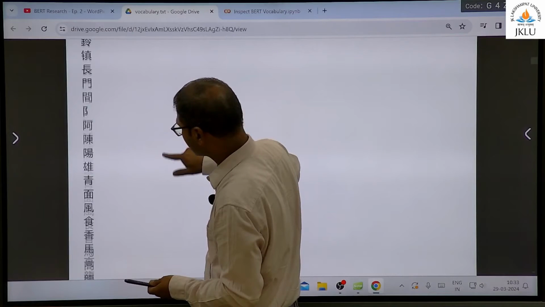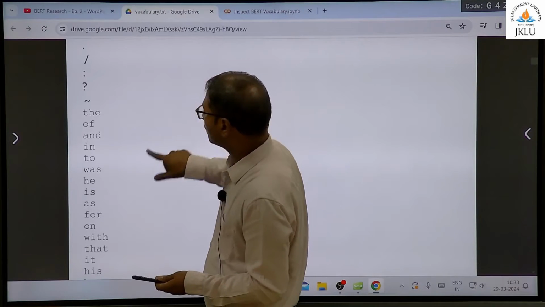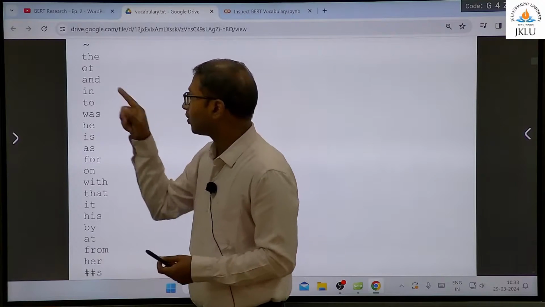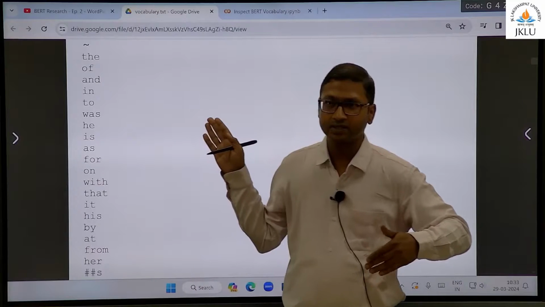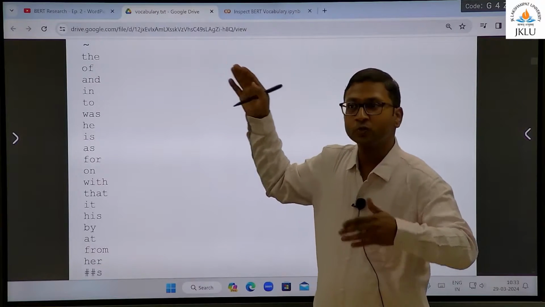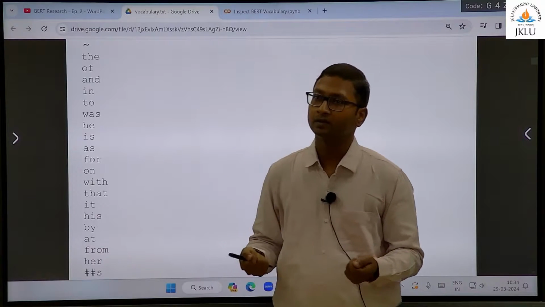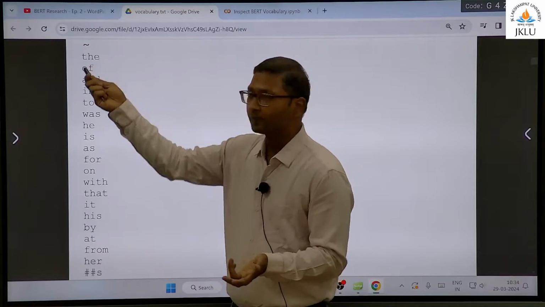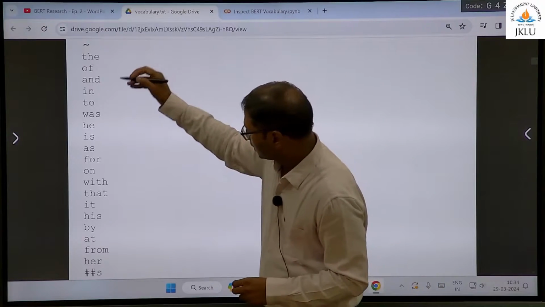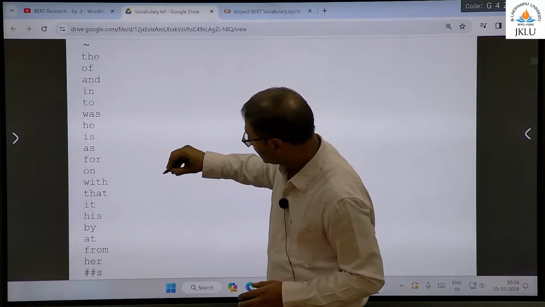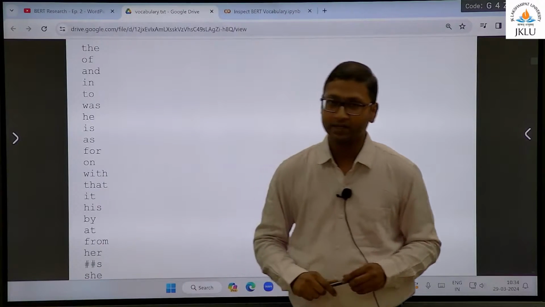Now the, of, and, in, to, was, what does this suggest? This appears to be in the order of frequency of appearance in English text, right? Because the appears the most, then the, of, and so on. So this appears to be in the order. Now what is this the and what is this hash hash s?